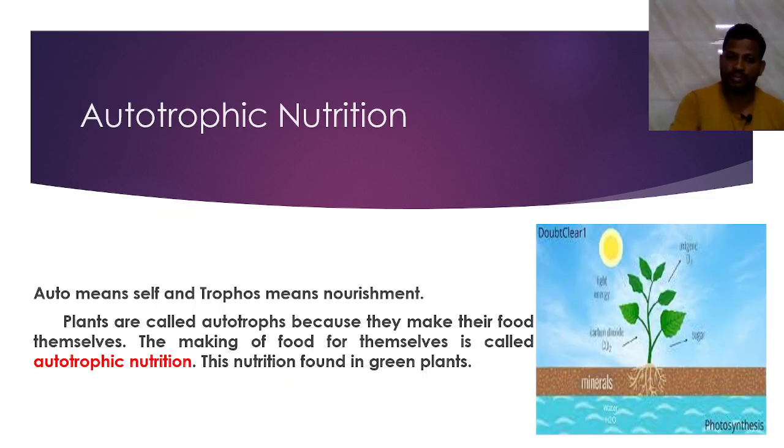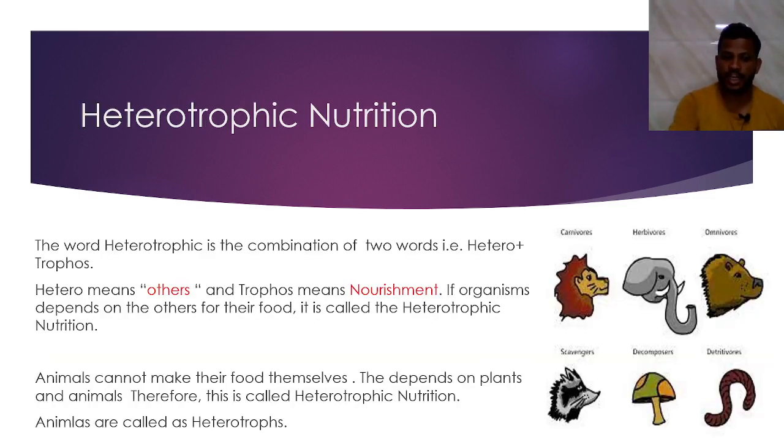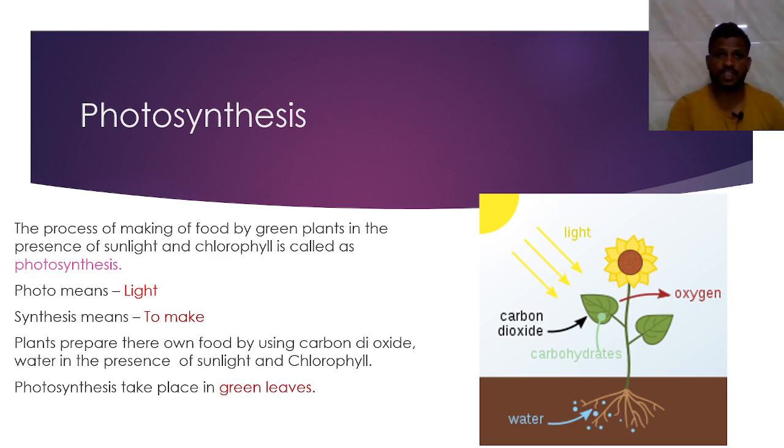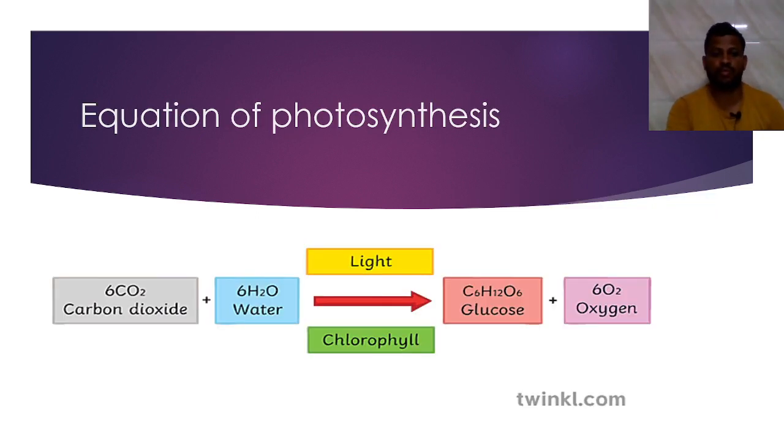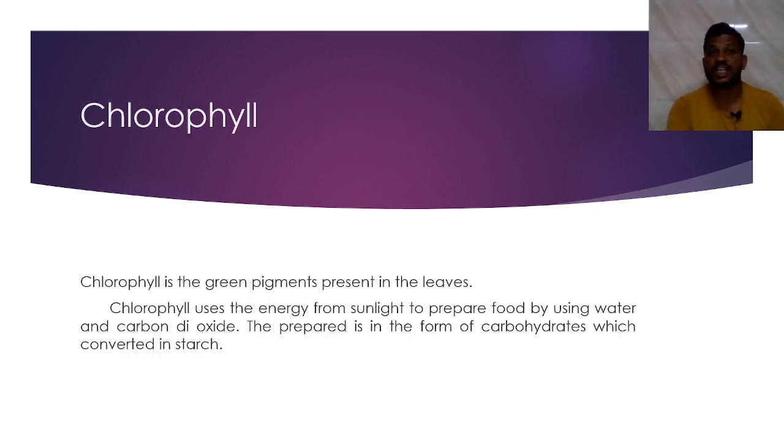In the autotrophic mode of nutrition, plants prepare their own food in the presence of sunlight by using carbon dioxide, water and minerals from nature. In heterotrophic nutrition, we get food from other plants or animals. We saw the photosynthesis process, which takes place in autotrophic plants, meaning plants which prepare their own food. We saw the equation of photosynthesis. The plants prepare their food in the form of carbohydrates, and the carbohydrates are converted into starch.